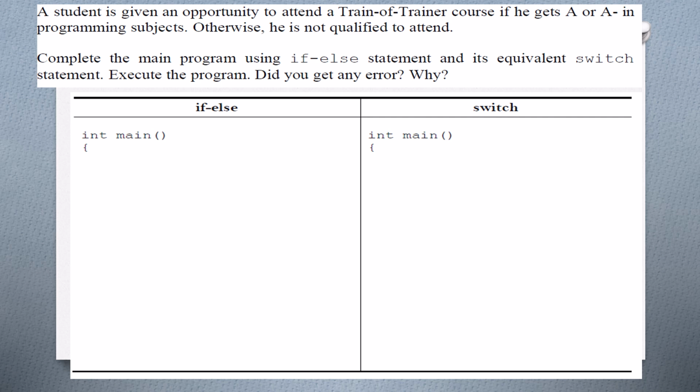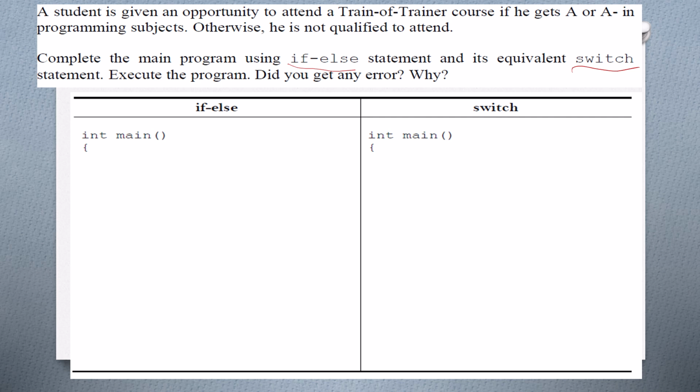You're asked to complete the main program using the if else statement and its equivalent switch statement. So you're asked to write the code, supplying the if else statement and also the switch statement. Then you're asked to execute the program. If you have any error, you have to report the error with the justification.